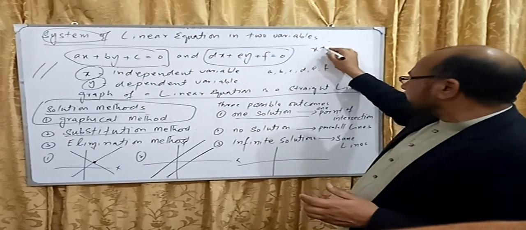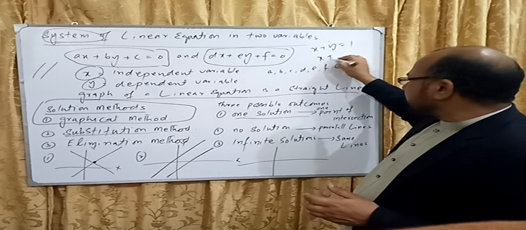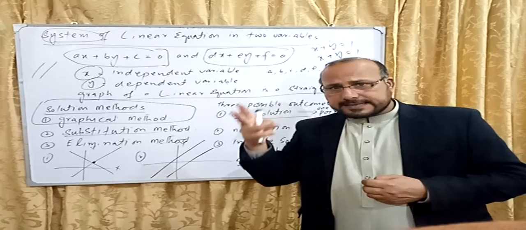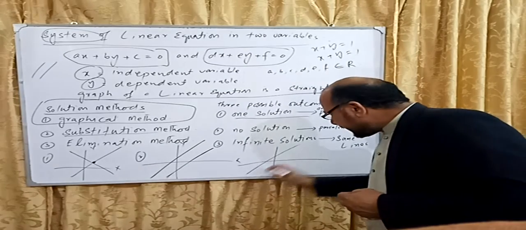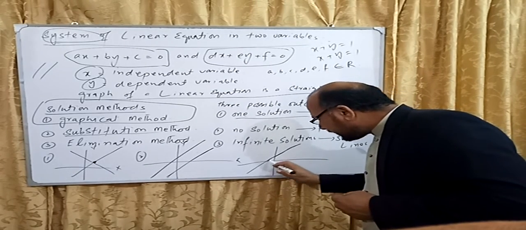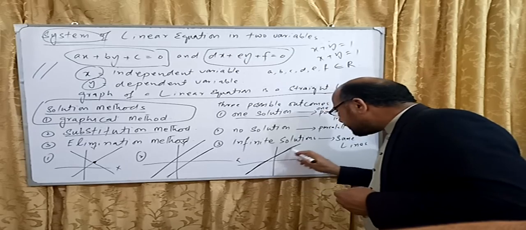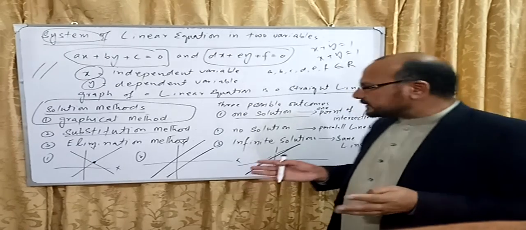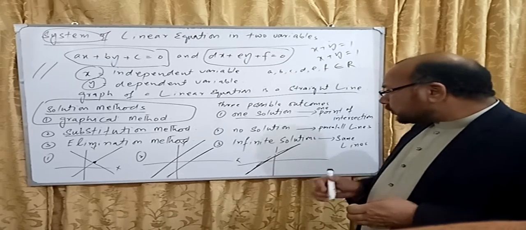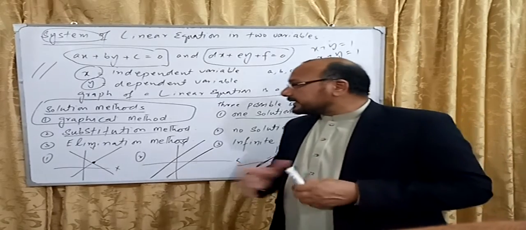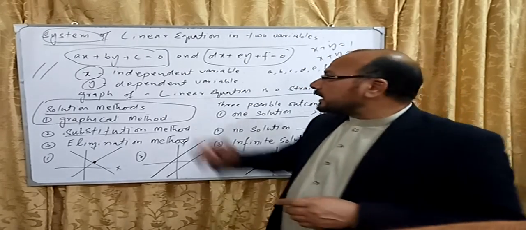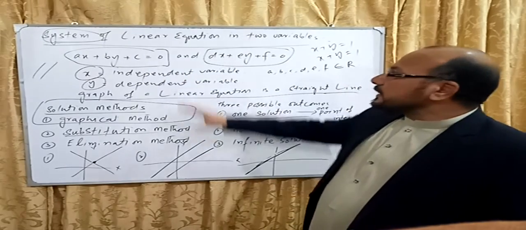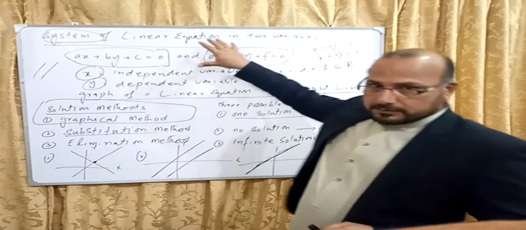For example, if we have x plus y equal to 1, and again we have x plus y equal to 1, we have two lines and the two lines are the same. So we will have the same graph for both lines. It means the lines will intersect each other at infinite points. Graphically, we can find the solution set of the system of linear equations, but first you need to understand what is meant by a system of linear equations.